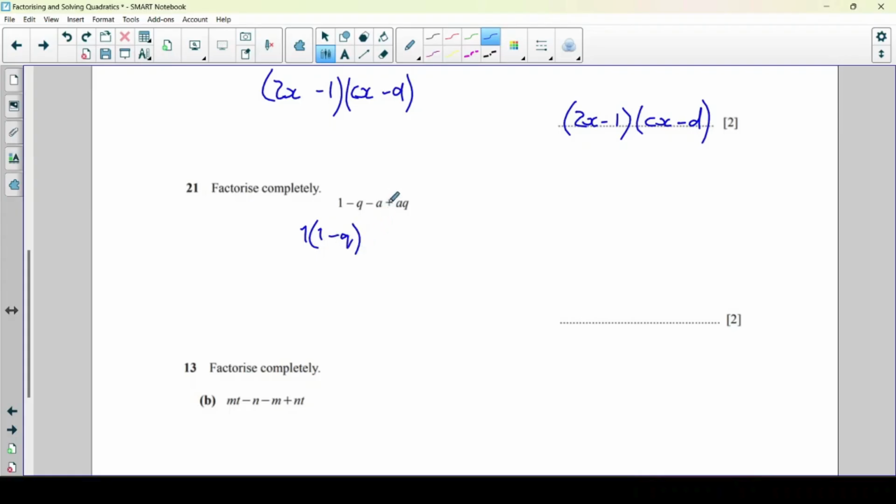And for these, I'm going to take minus a out. Minus a brackets 1 minus q. So in the first bracket, 1 minus a. And in the second bracket, 1 minus q. You could have rearranged that and it probably would have worked just as well, but as long as you can spot that you can take a 1 out and you end up with the same bracket both times, it works fine the way it is.